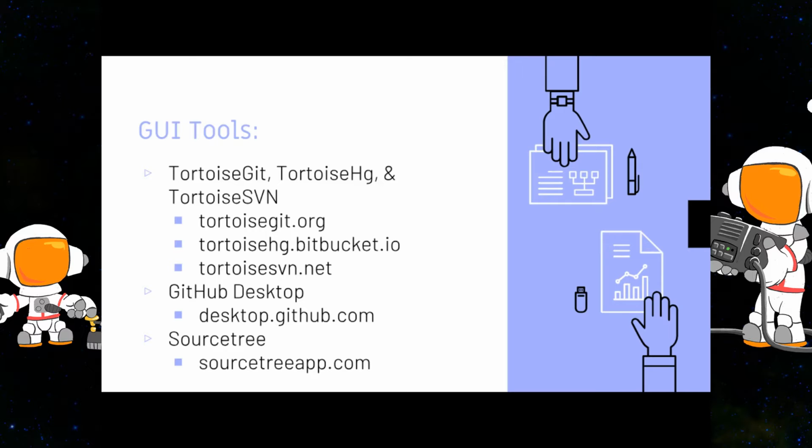GitHub Desktop is another good Git client, and that can be downloaded on desktop.github.com, created by GitHub themselves. And SourceTree is actually created by the Bitbucket crew, and that can be downloaded on sourcetreeapp.com. It supports both Git and Mercurial.